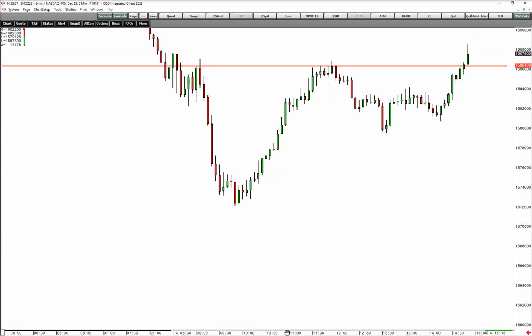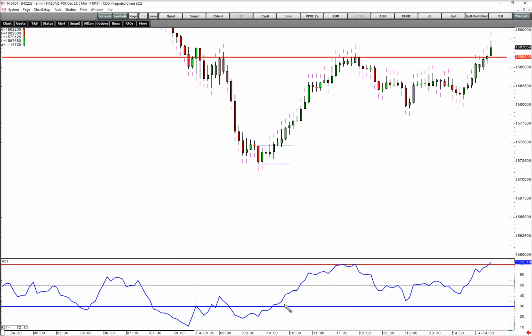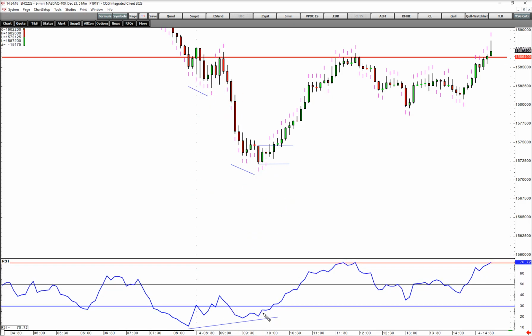And if you notice, there was a divergence between this low made here and this low made here. In fact, it was a three-legged divergence when you look at the points there, here, and here, between that and that. So again, that's one of our patterns we like to take.